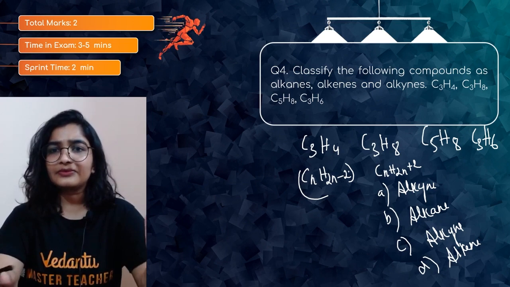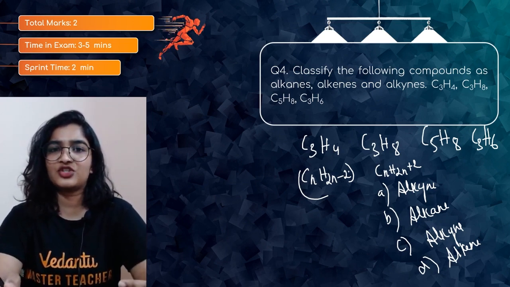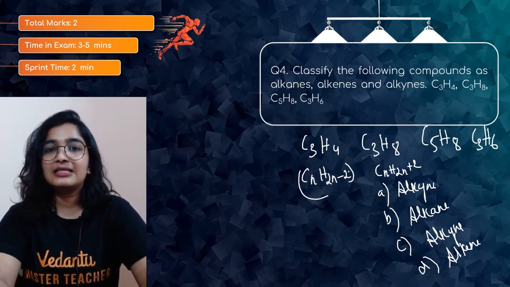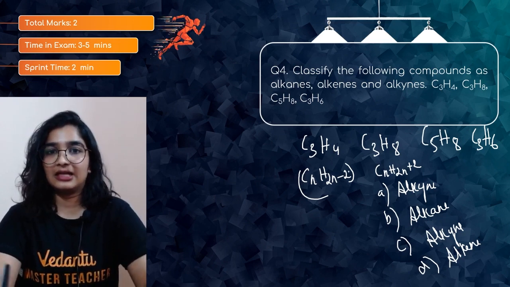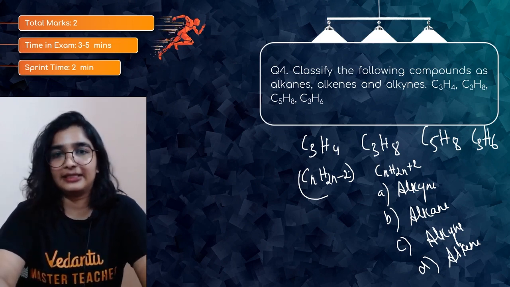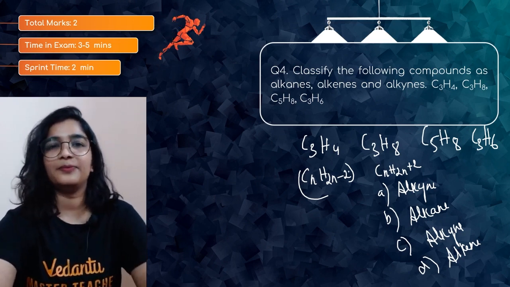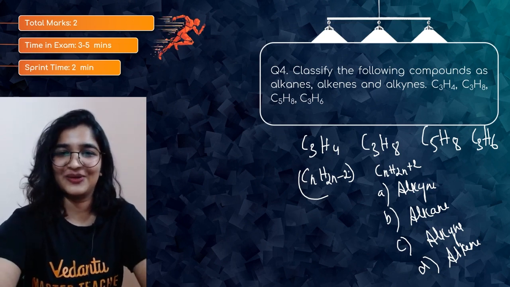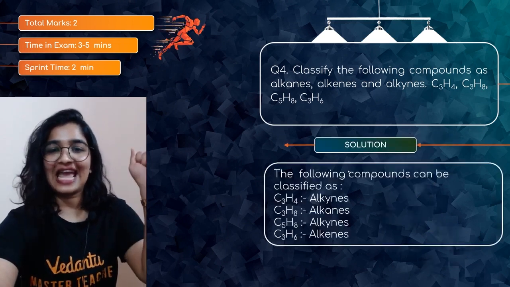So C3H4 and C5H8 are alkynes. C3H8 is an alkane, C3H6 is an alkene. This is our final answer. You agree? Yes? Good. Yay!